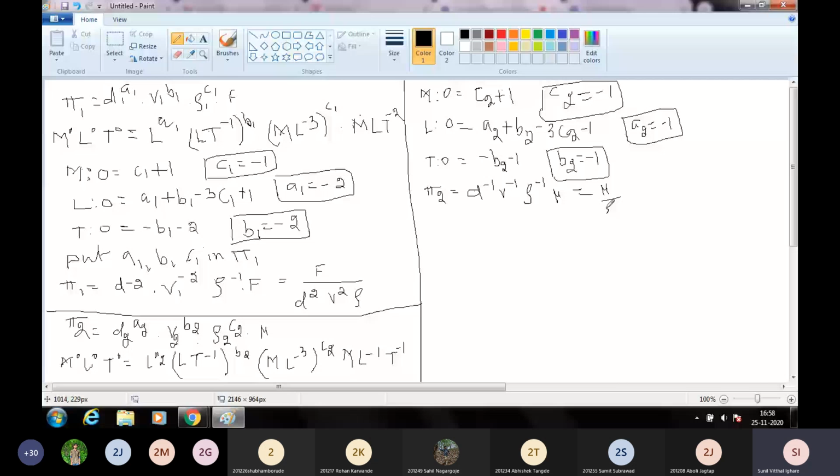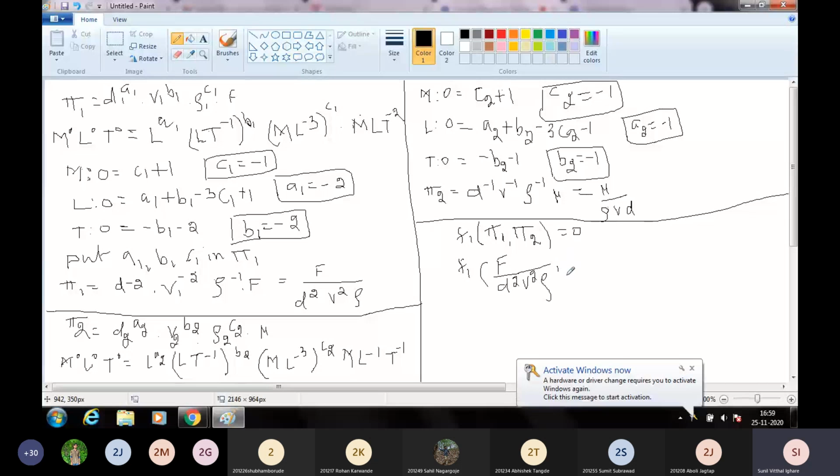Now what is next? We have calculated the values of pi 1 and pi 2. If you remember, I wrote that f1 is a function of pi 1 and pi 2, and that is equal to 0. So I put the values of pi 1 and pi 2 here. Pi 1 is equal to capital F divided by d square into v square into rho, and pi 2 is mu divided by rho V d, that is equal to 0.